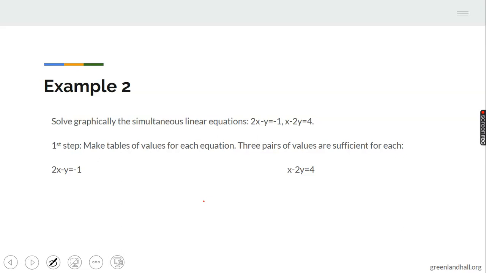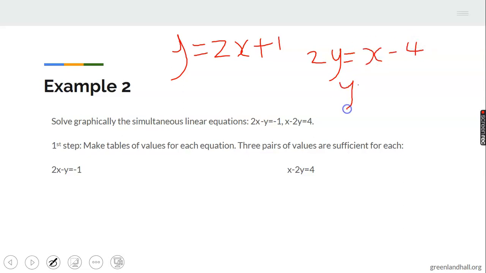Now, the next example is to solve the simultaneous linear equations graphically. This is the main work. But before we do that, let us rewrite this equation. You know, we have y equals this. So I will transfer y to this side, then this to this side. That will be 2x plus 1. Then this will be 2y equals x minus 4. Yes. Then you divide through by 2. That will be x over 2 minus 2. That is all you have.